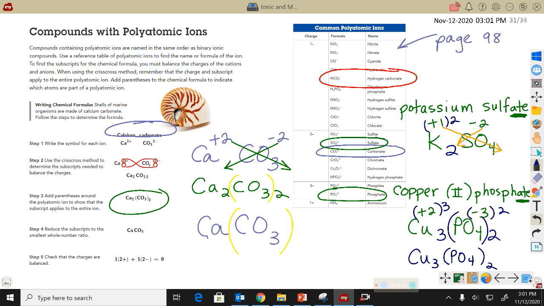Oh. So you have to use the parentheses when there's going to be more than one of that polyatomic group. In the case of potassium sulfate, I only needed 1 sulfate, so parentheses technically would be optional. If you put them in, it's fine, but you don't need them. And now with the copper 2 phosphate, if you are a crisscrosser, you're going to get the same thing. You would crisscross the 3 and the 2, but you wouldn't bring down the plus or minus. And either way, it's going to look like there's 2 groups of phosphate, and so you would have to put the phosphate in parentheses.